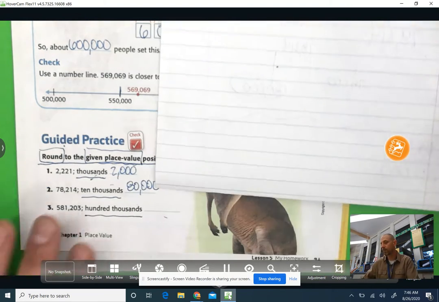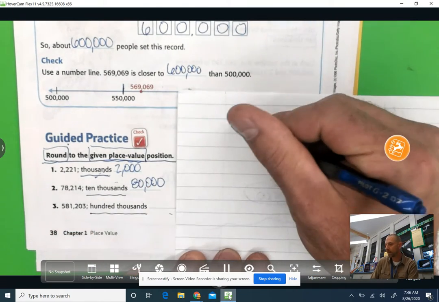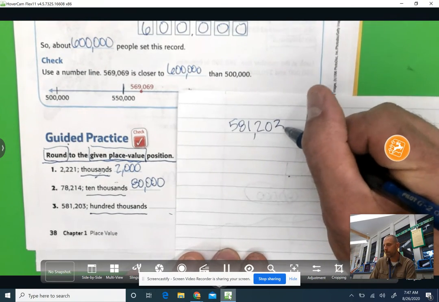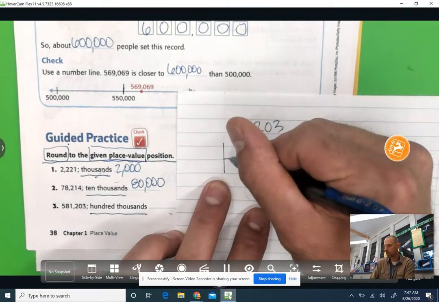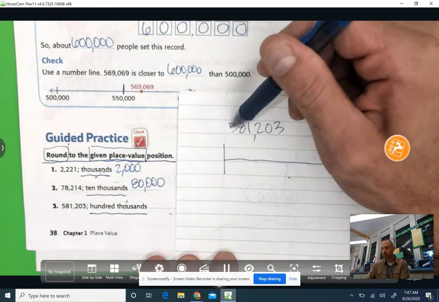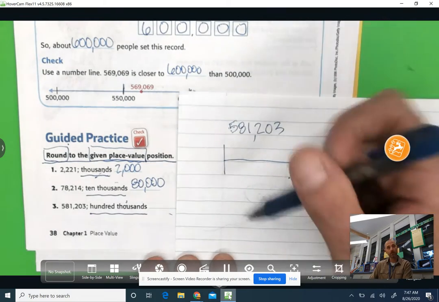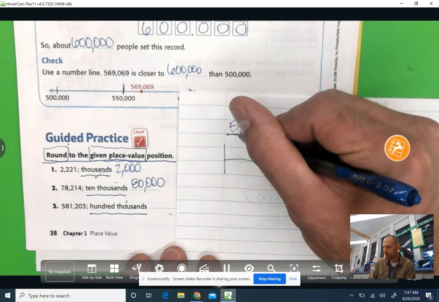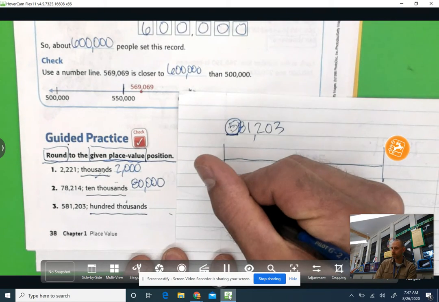Number 3, we are going to be rounding to the given place value position. In this case, it's the 100,000s, 581,203. And we're rounding it to the 100,000s place. Start with the number line. What 100,000s surround 581,203? The first one on the left is always the value of the digit that you are rounding. Okay, the 5. 500,000.